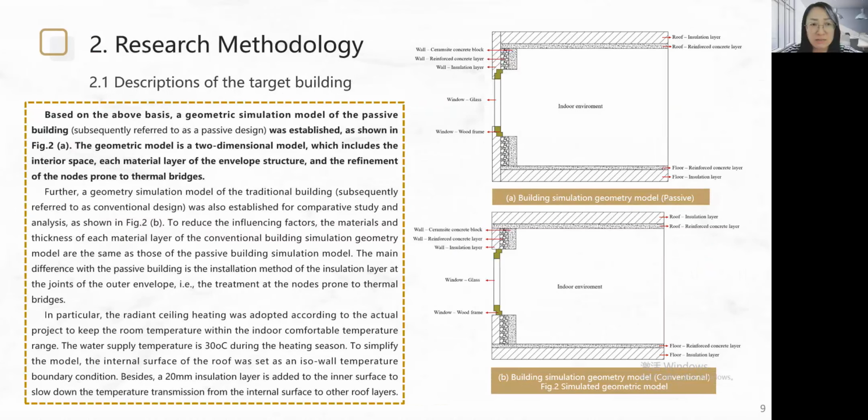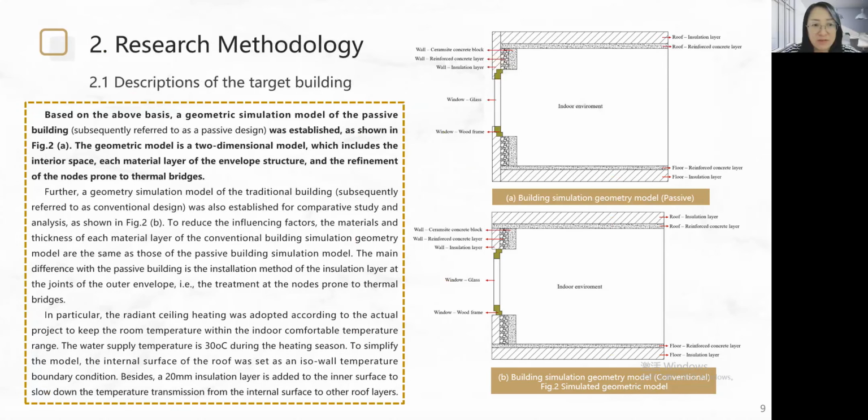Based on the above basis, a geometric simulation model of the passive building was established, as shown in Figure 2a. The geometric model is a two-dimensional model, which includes the interior space, each material layer of the envelope structure, and the refinement of the nodes prone to thermal bridges.